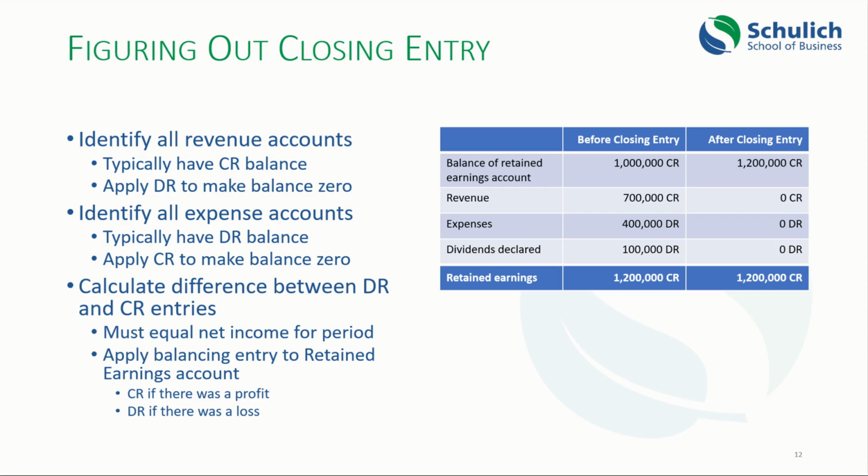In the example shown here, net income for the year was $300,000, $700,000 minus $400,000, and dividends were $100,000, leading to an increase of $200,000 in retained earnings for the year. After the closing entry, the revenue, expense, and dividends declared accounts are all zero, but the total of retained earnings is still accurate. If you tried to print the financial statements after the closing entry, the balance sheet would look perfectly fine because those are all permanent accounts, but the income statement would be all zeros.